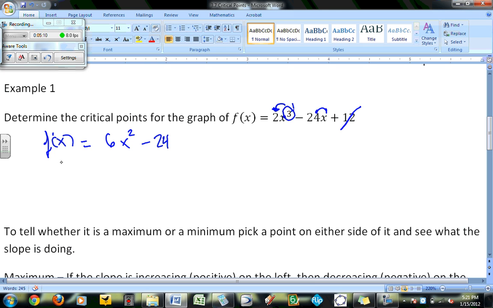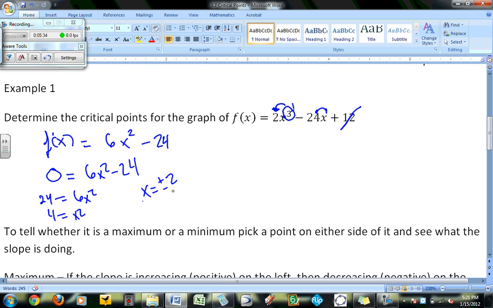So if we want to find its maximum, we need to set this derivative equal to 0 and solve for x. 6x squared minus 24. We will add 24 to the other side. 24 equals 6x squared. Divide by 6. 4 equals x squared. So x equals plus or minus 2. And that would be where possibly a minimum and a maximum is.